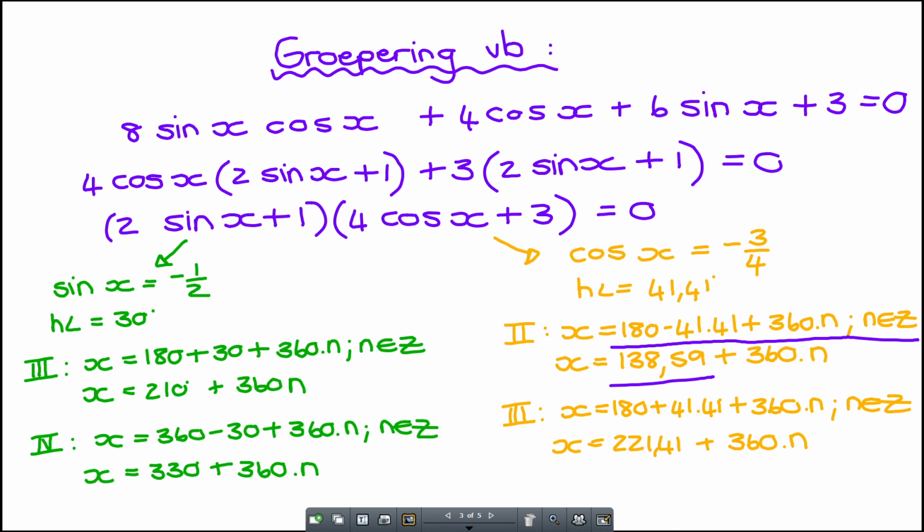Any questions so far? Then that last one, in the third quadrant, we say 180 plus my help angle, still plus 360n, element of the integers. And then 180 plus the 41,41, if I simplify it, I get 221,41 and then still plus 360 times n. Okay, who had this whole thing correct? Who got the whole thing? Good, 1, 2, 3, 4, who else?